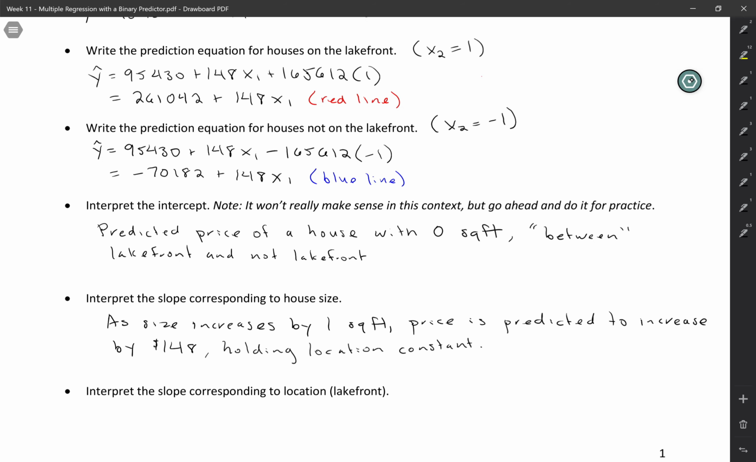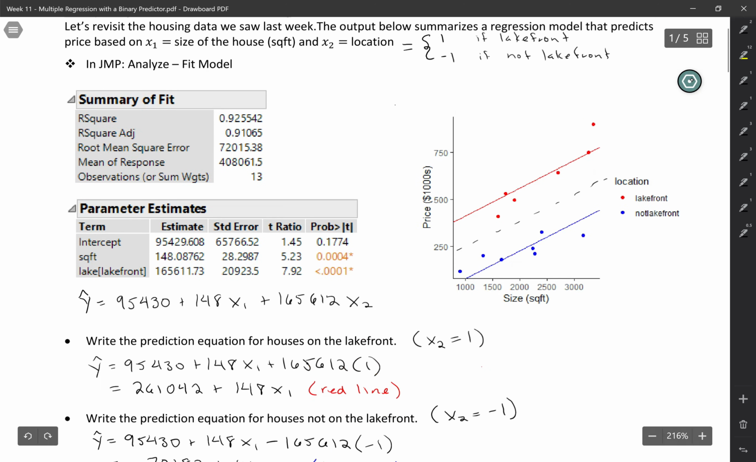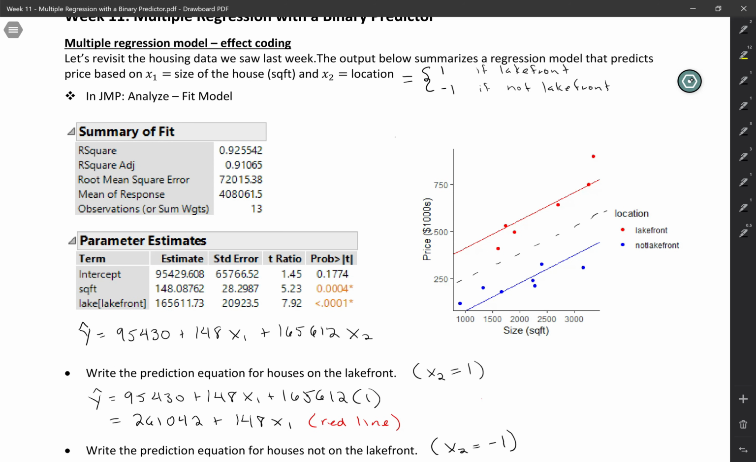Now let's look at the slope corresponding to location. This is the one that's really new because this is a categorical predictor in a regression equation. So the interpretation is going to be a little bit different, but it kind of makes sense if we go back to the definition of slope as the predicted change in y for a 1 unit change in x. So what does a 1 unit change in x mean in terms of this effect coding? A 1 unit change in x would be like going from 0 to 1.